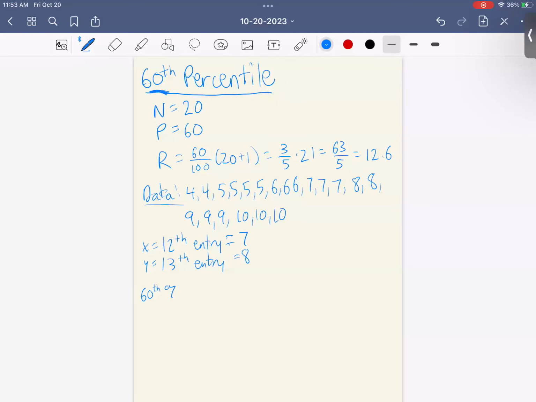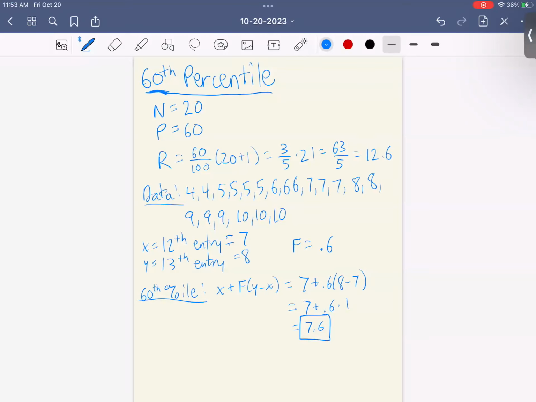The 60th percentile, by the formula, is X plus F times (Y minus X). In our case, F is equal to 0.6, the fractional part of the rank. So this is 7 plus 0.6 times (8 minus 7), which is 7 plus 0.6 times 1, which is equal to 7.6. So the 60th percentile of this data is 7.6.